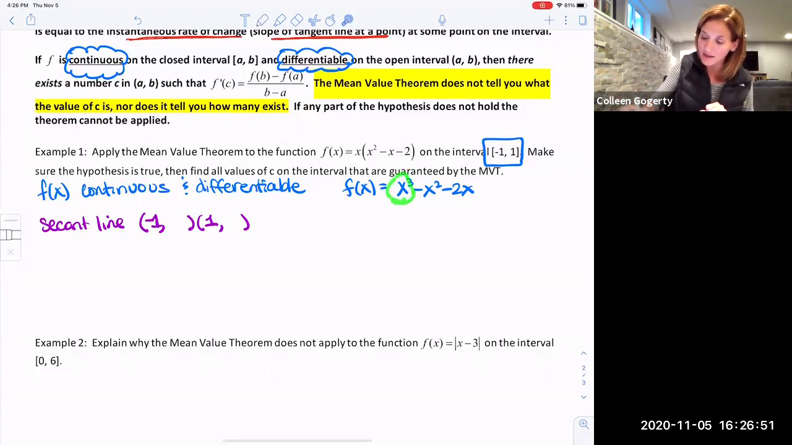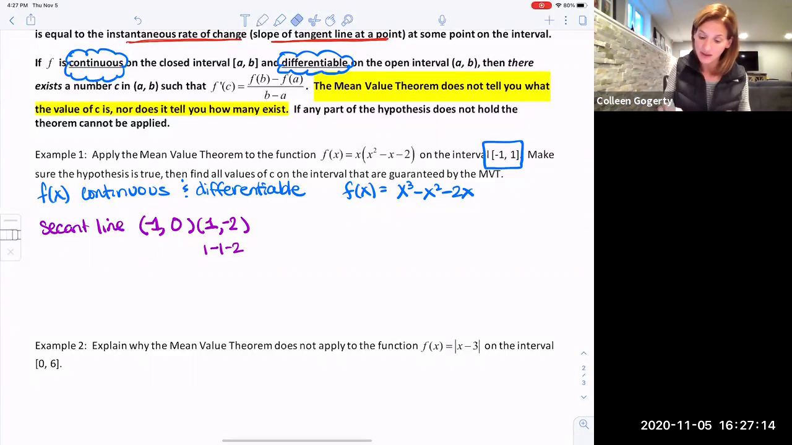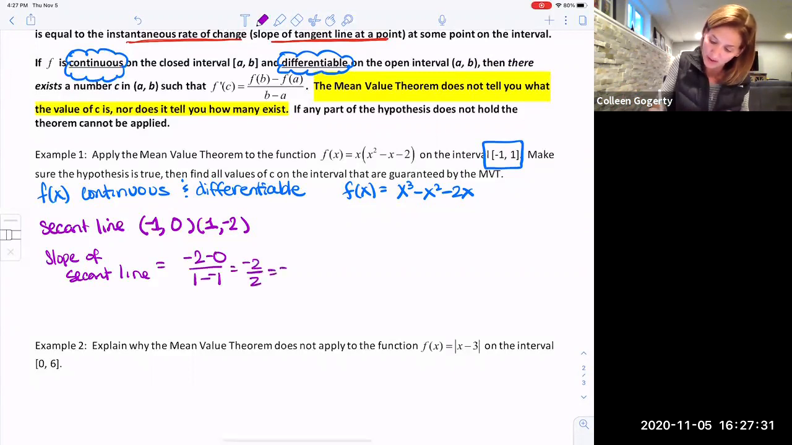If I plug -1 into this equation, I'm going to end up with -1 minus 1 plus 2. So I'm getting a 0, okay? Then I'm going to plug 1 in and I'm going to get 1 minus 2. So I'm going to get a -2, okay? So I've got my 2 ordered pairs. And what I'm able to do with that is calculate the slope of the secant line. So therefore now, the slope of the secant line is going to be -2 minus 0 over 1 minus -1, -2 over 2, or -1.